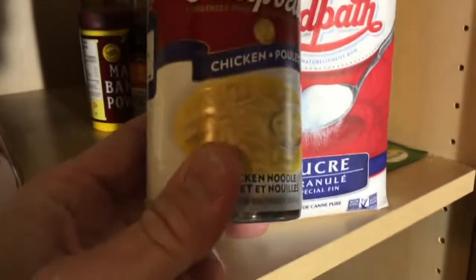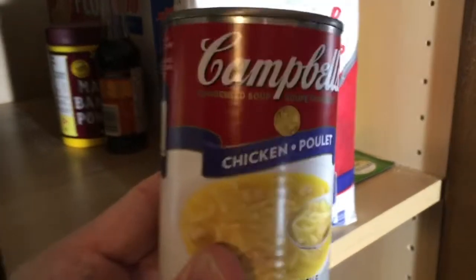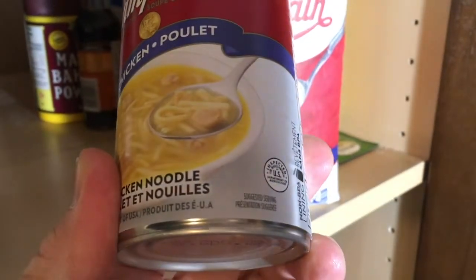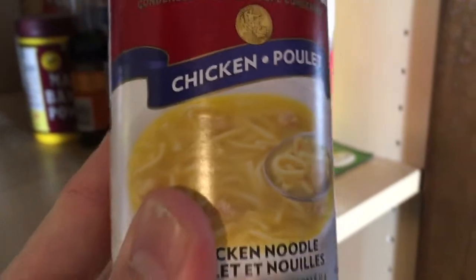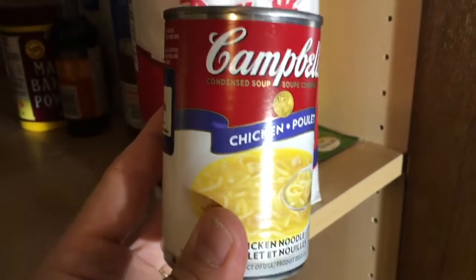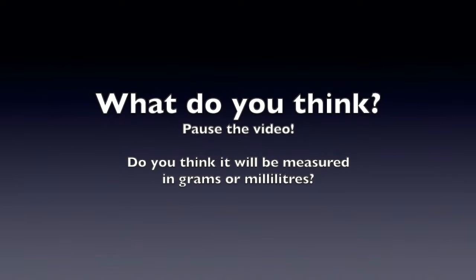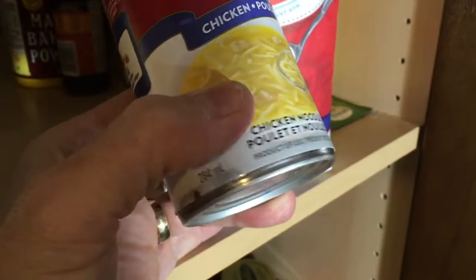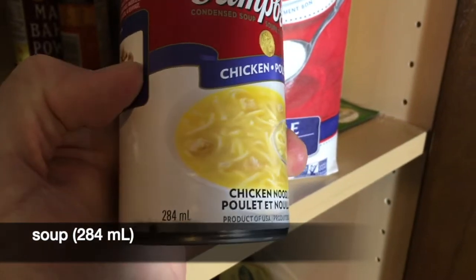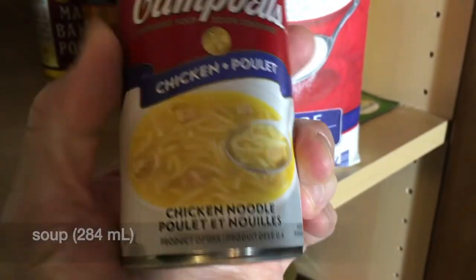Here's some soup that I found. Now soup is pretty liquidy, but there's solid stuff in there too. So what do you think? Do you think that's going to be measured with grams or milliliters? Measured with milliliters. 284 milliliters of soup.